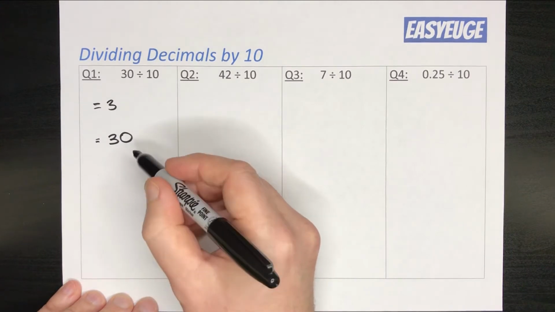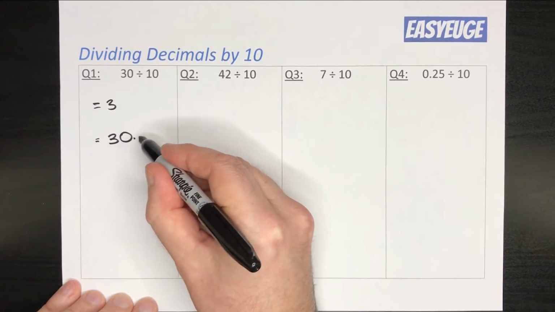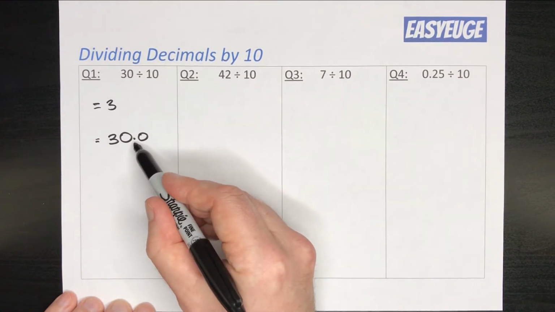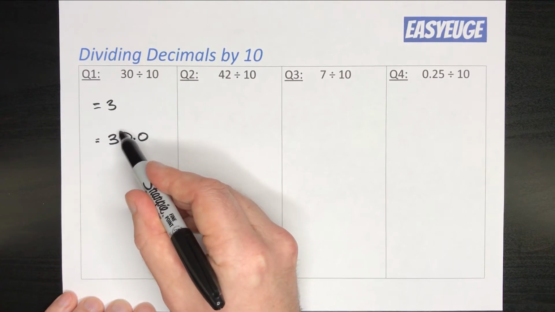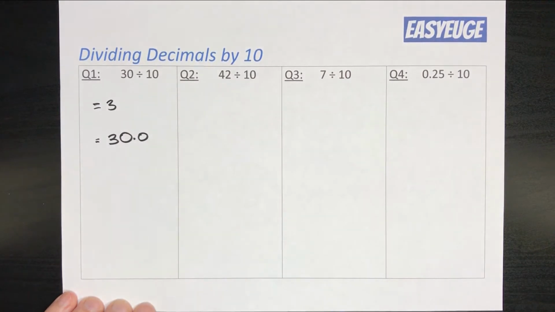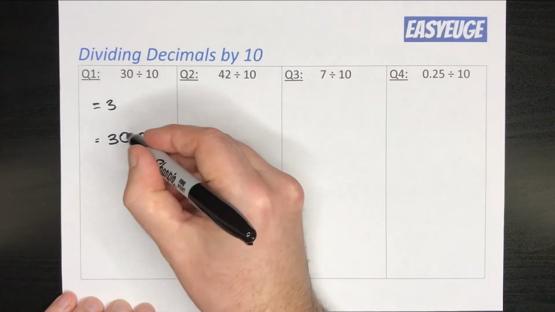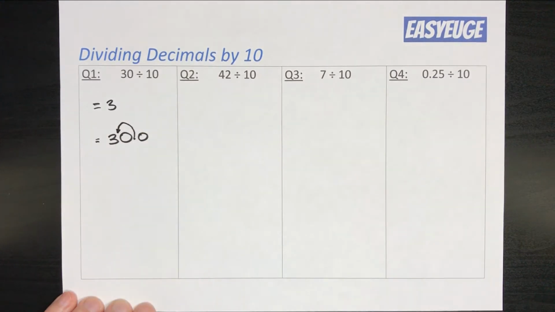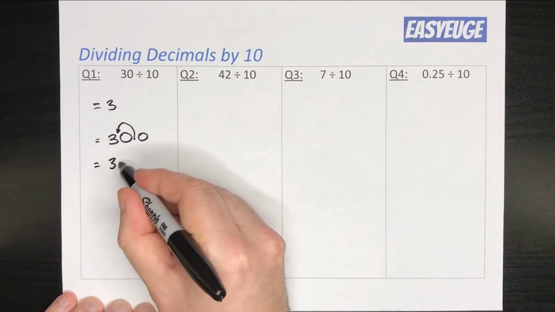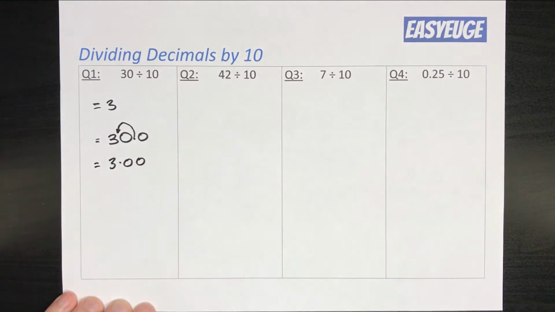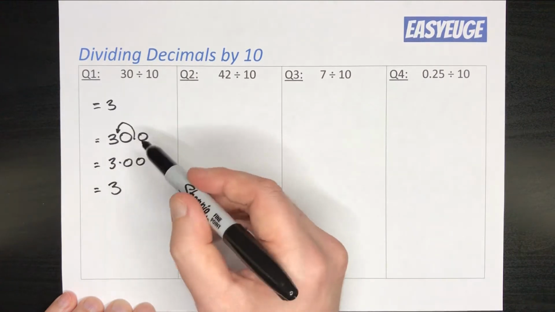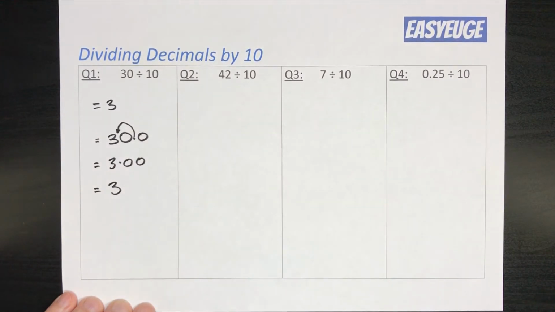But 30 is the same as writing down 30.0, because 30.0 is the decimal version of 30. Let's take the decimal point and we'll move it one place to the left. And that's the same thing as dividing by 10. So let's take that decimal point and we'll move it in there. So this becomes 3.00, or very simply 3. And we know that's the same answer. So this method is correct.